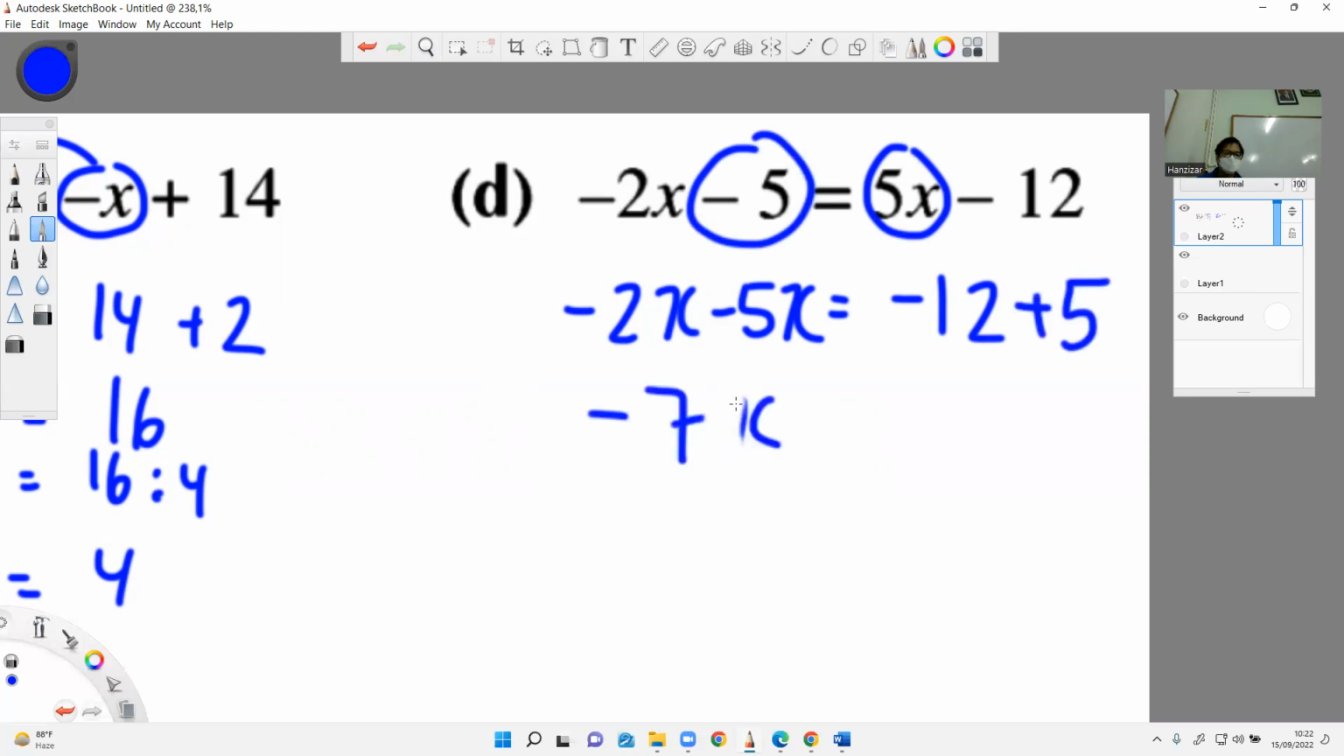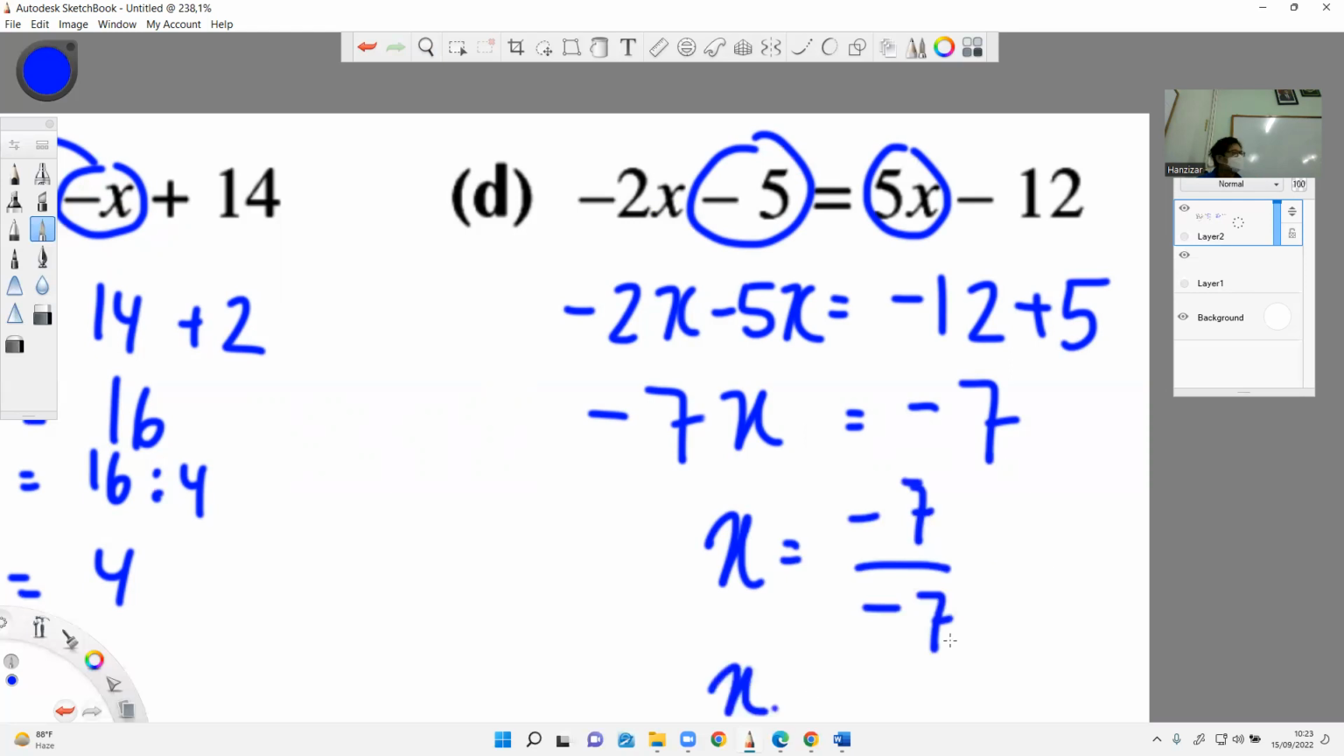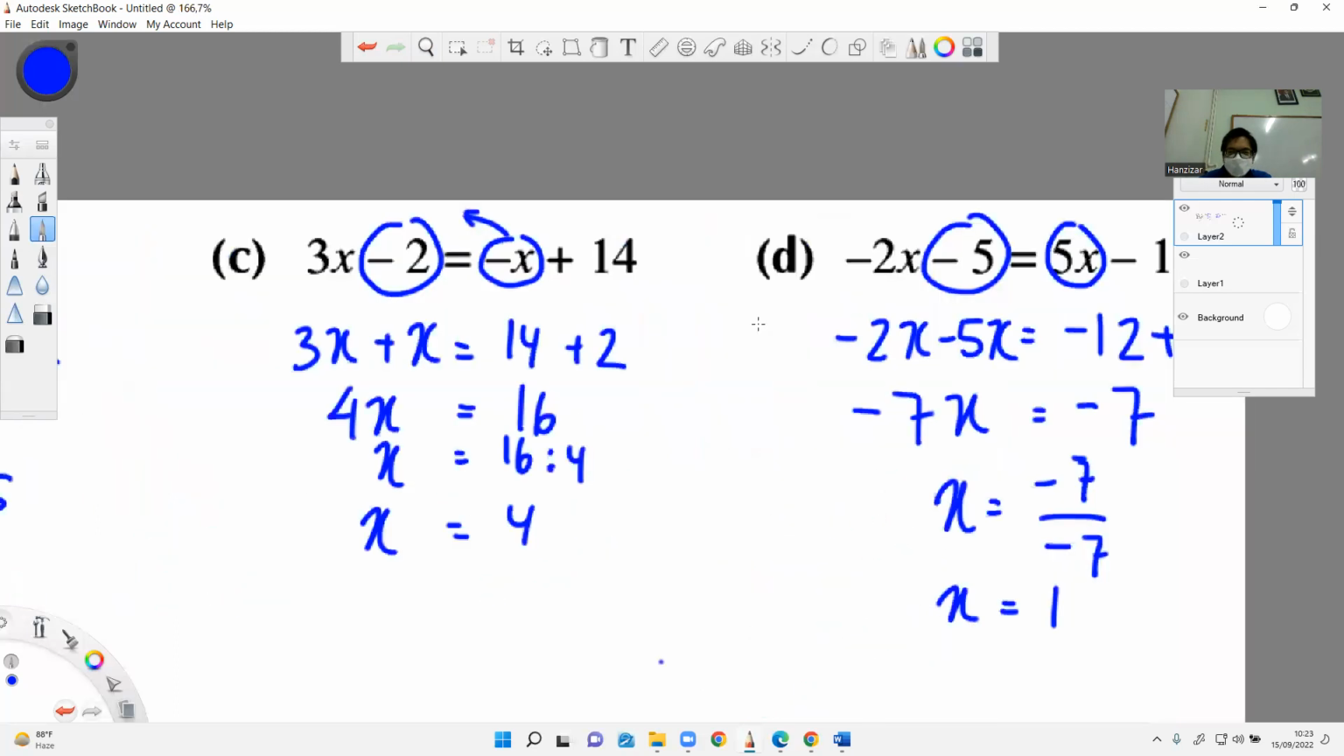Because negative 2 minus 5. Negative 12 plus 5 is negative 7. Negative 7 over negative 7. What is it? Berapa guys? Minus 7 over minus 7. 1. No negative anymore because negative by negative is positive. Okay, you may write this down.